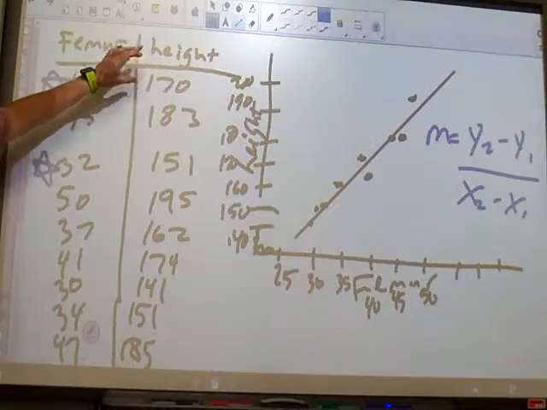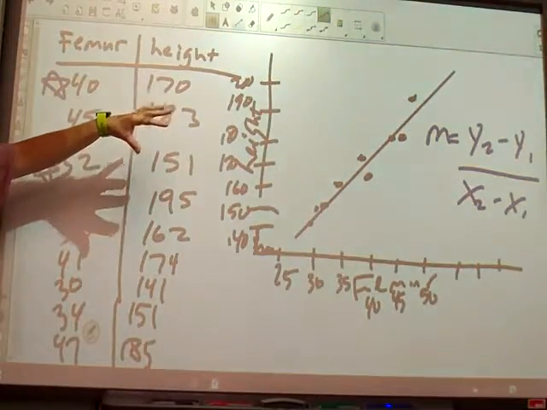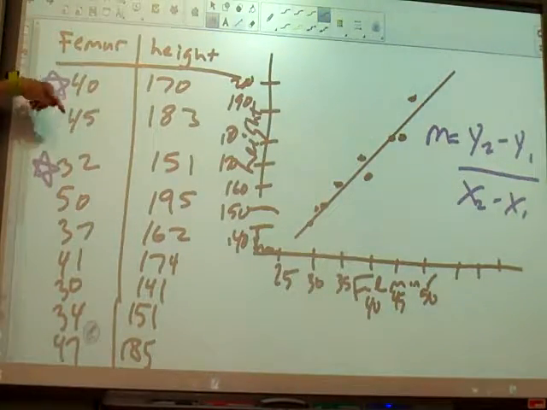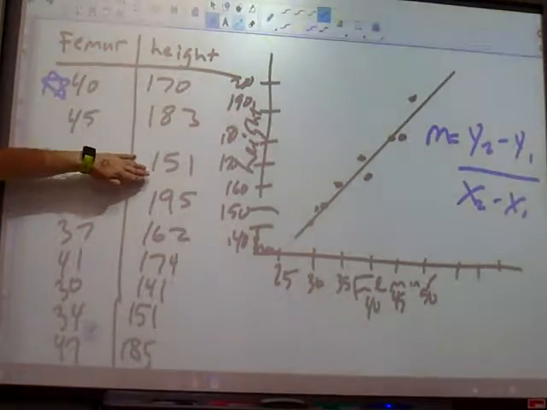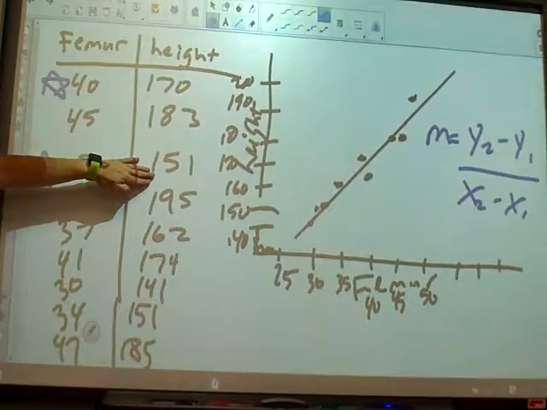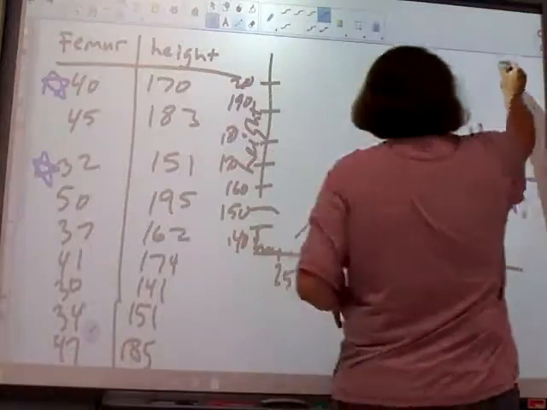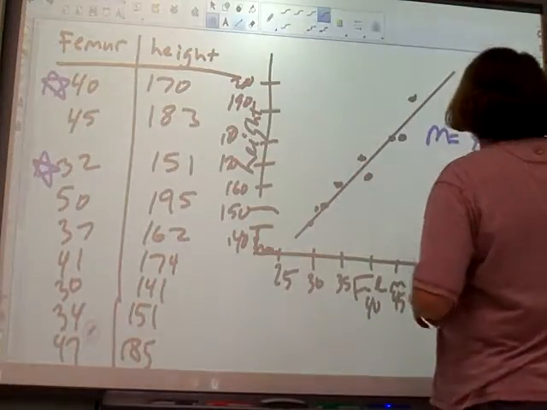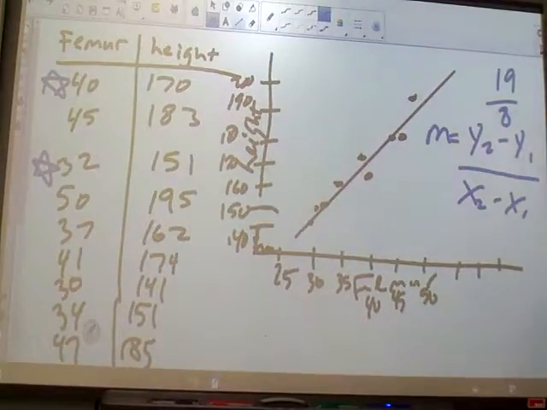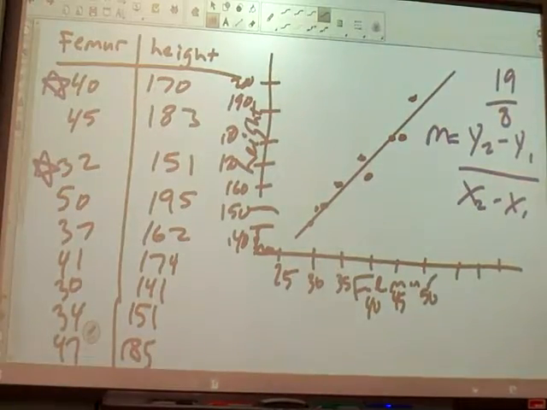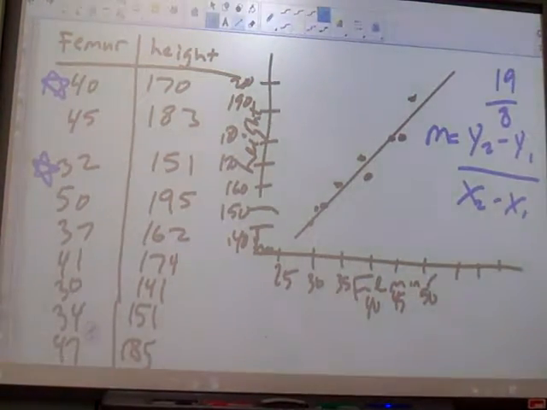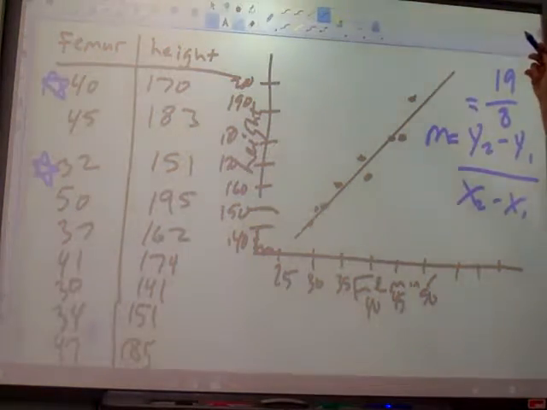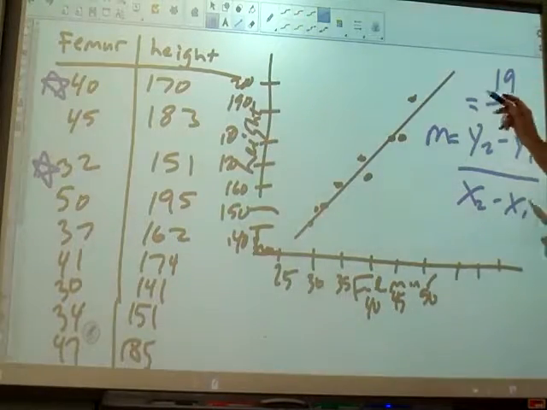So subtract my y's, and it doesn't matter which order you go in as long as you do the same. So if I do 170 first on my y's, that means I got to do 40 first on my x's. Y'all remember that? So 170 minus 151 is 19, and then 40 minus 32 is 8. So there's my slope, 19 over 8. Now that's an ugly fraction. What's 19 over 8 as a decimal? 2.375.